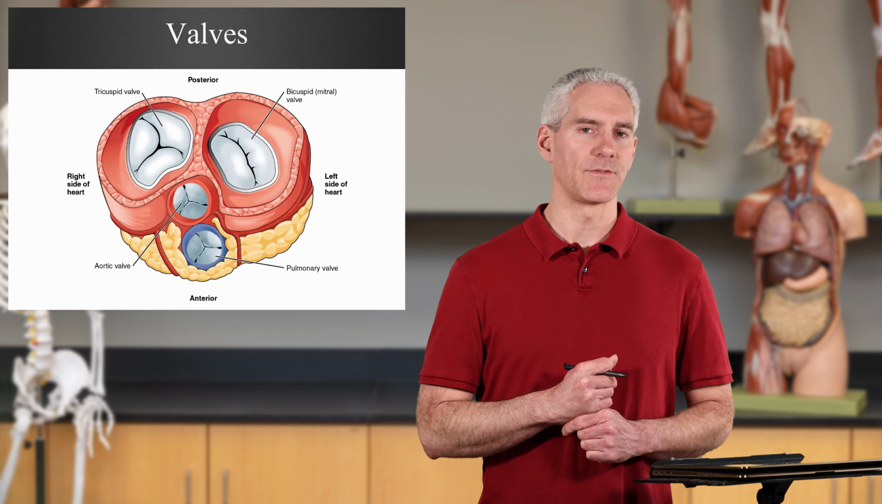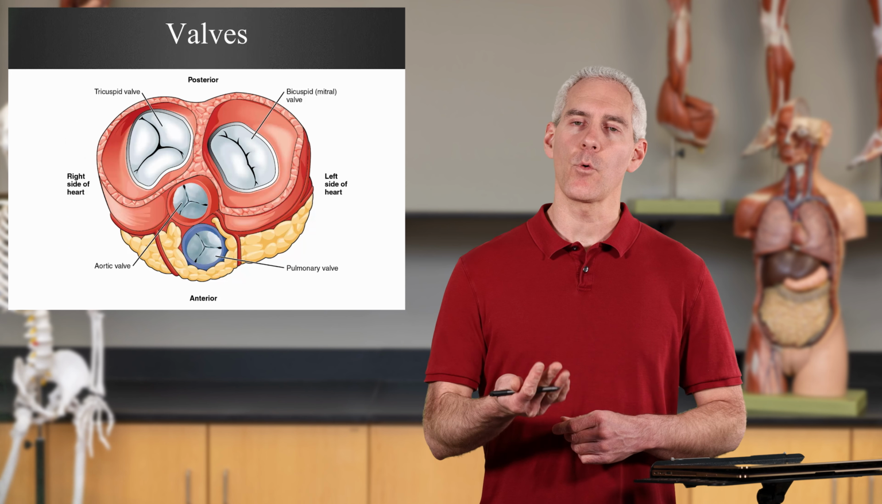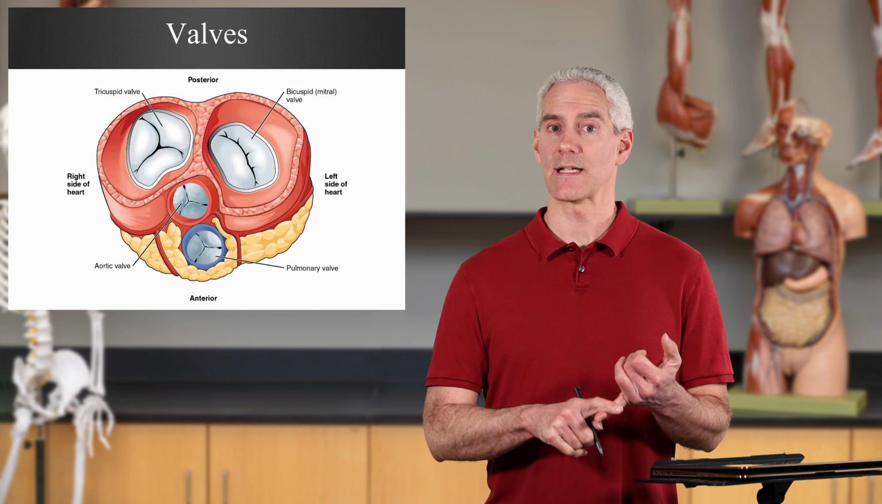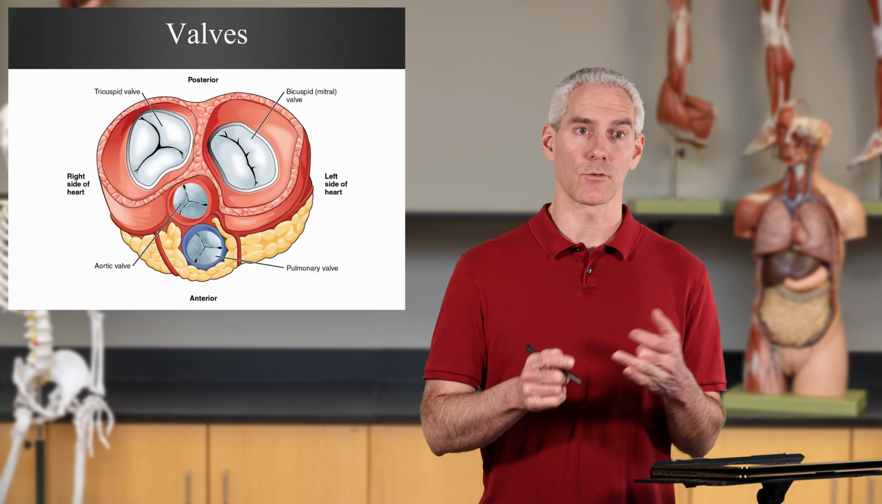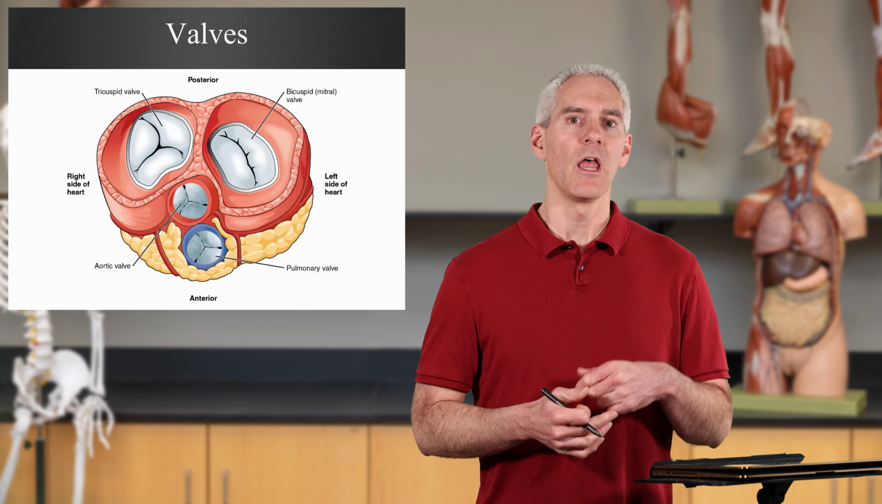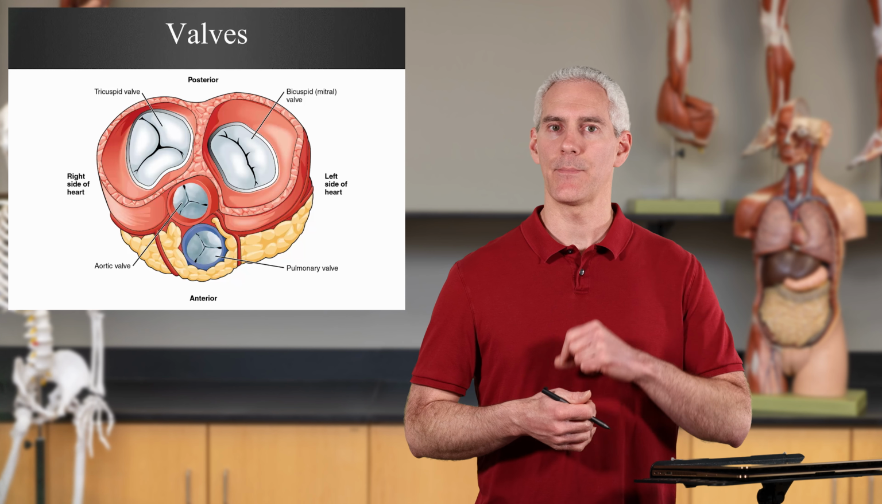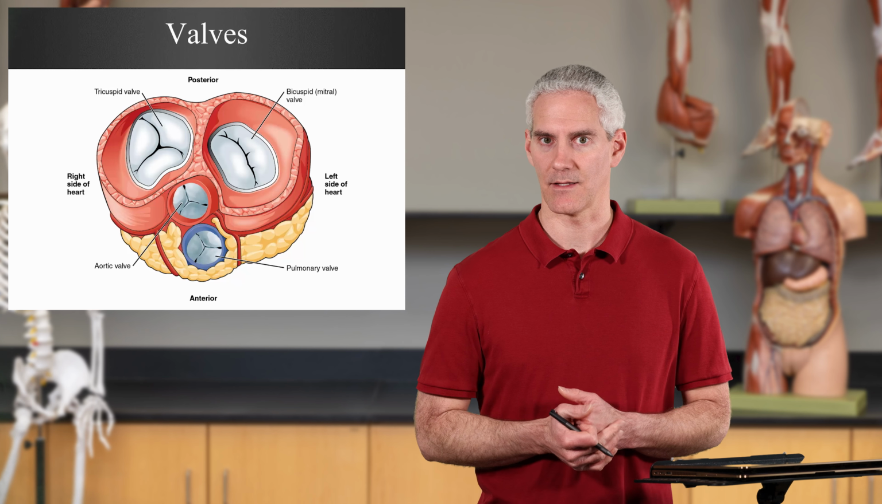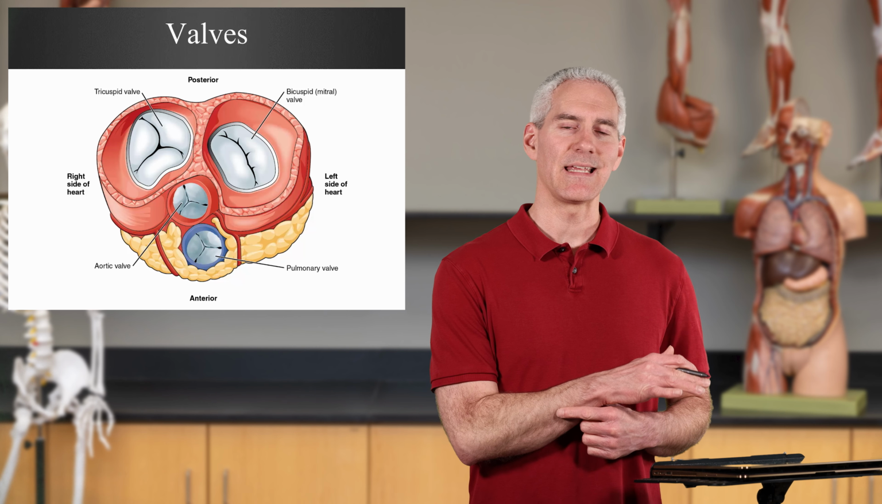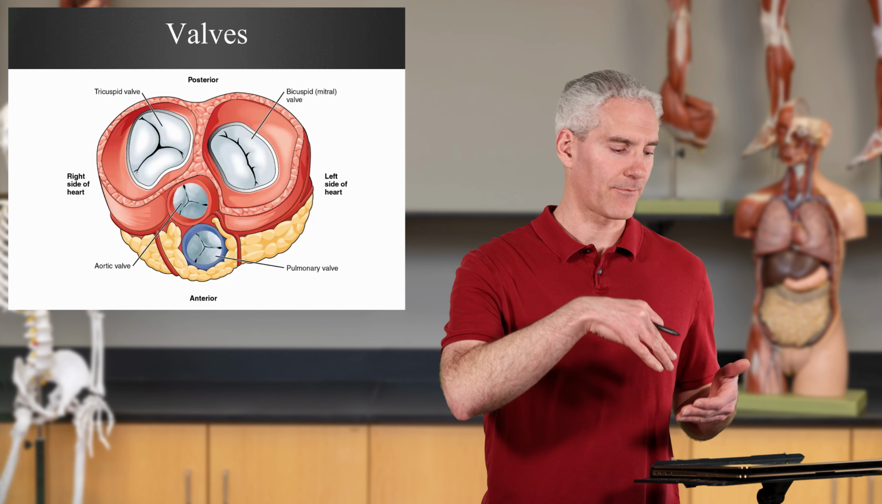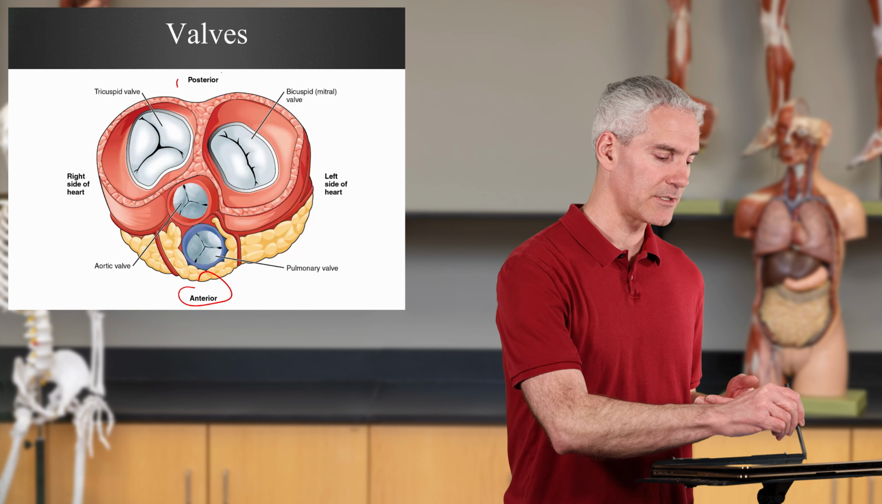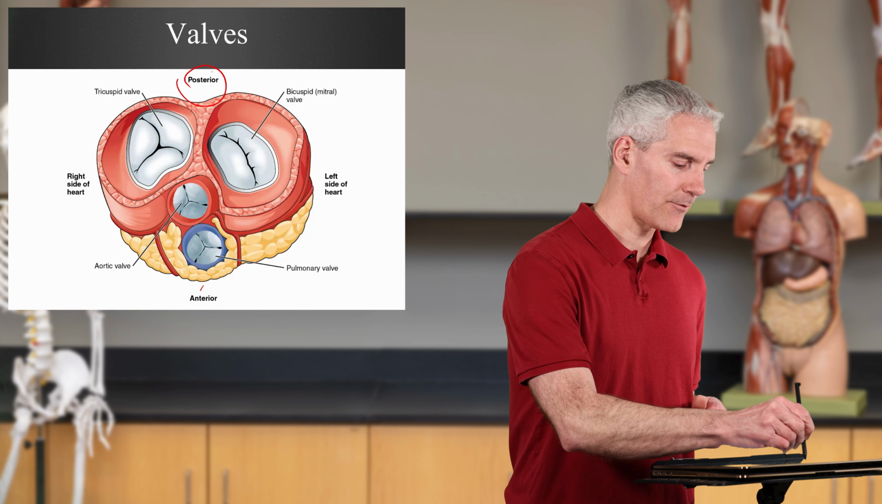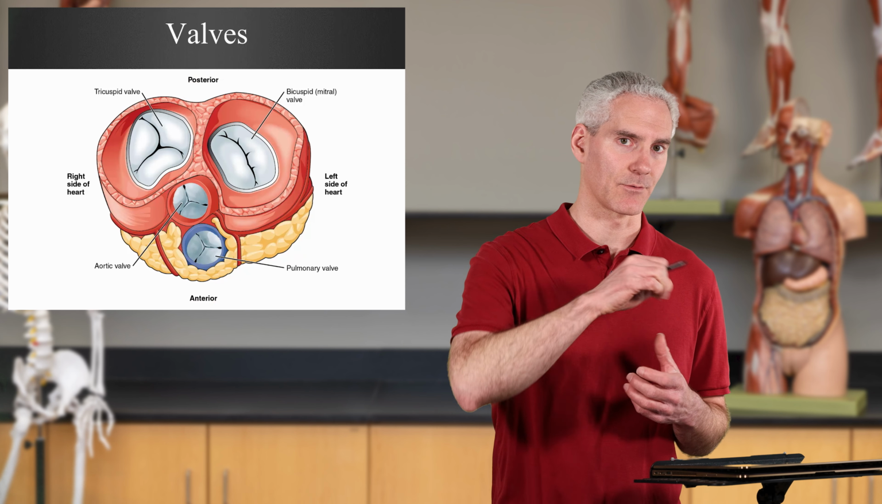So those valves we've talked about before. There's 4 valves in the heart. We have the tricuspid and bicuspid, or the right and left AV valves. And then we have the aortic and the pulmonary valves, or the semilunar valves. Looking at this is an anterior view in the front here, anterior, posterior in the back here. But we're looking from a superior view coming down.